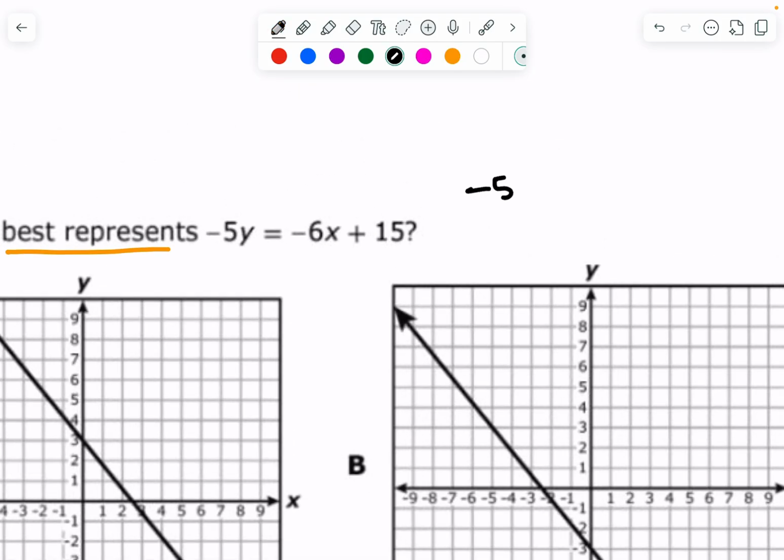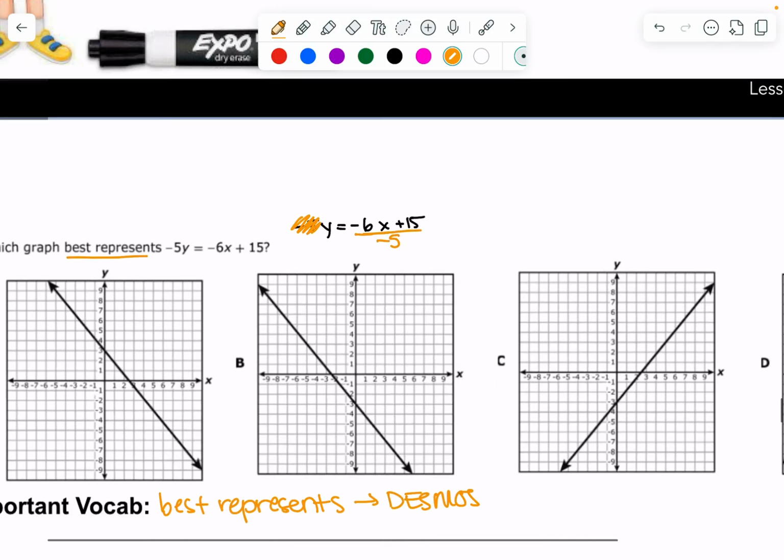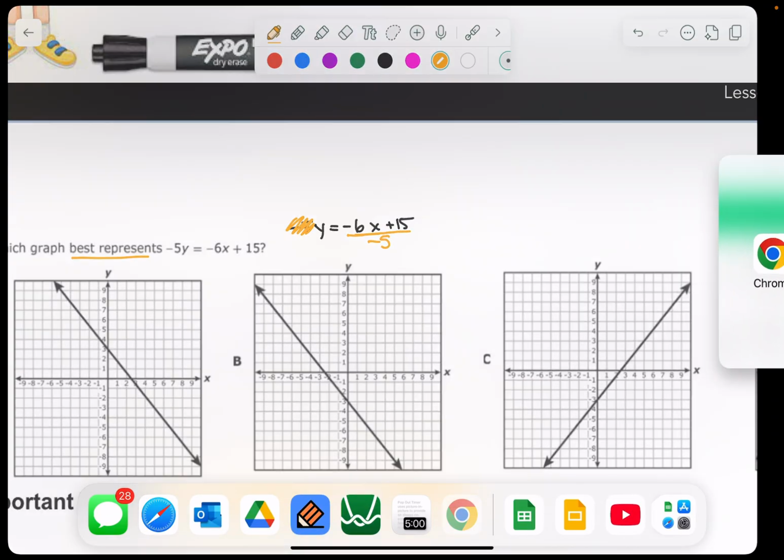Okay, so I have negative 5y equals negative 6x plus 15. Notice how the 6x is already over here. Now, if I look at this negative 5y, that is multiplying. So we are just going to divide. Sorry, my pencil's messing up for some reason. We're just going to divide by negative 5 and get rid of this. So I have y equals negative 6x plus 15 all over negative 5.